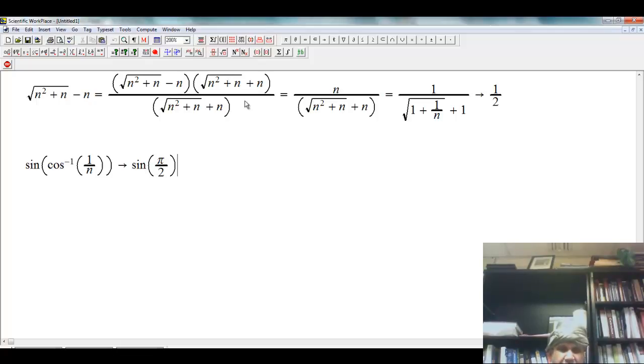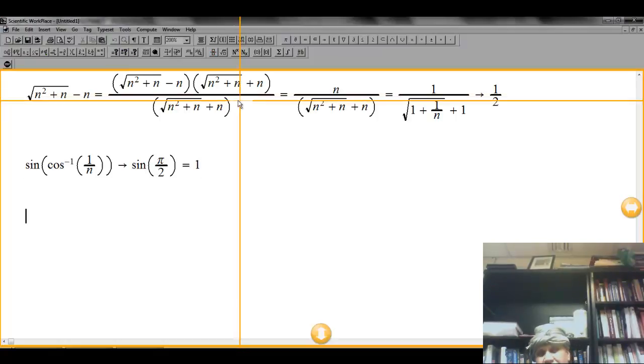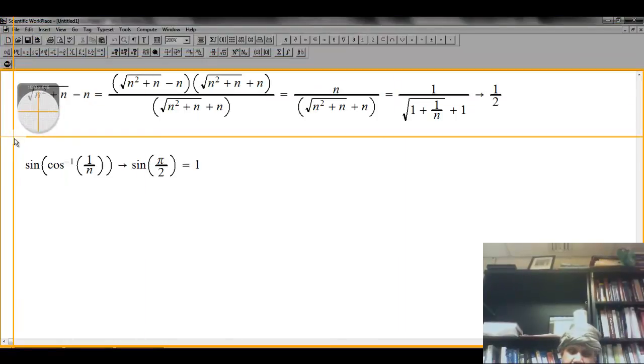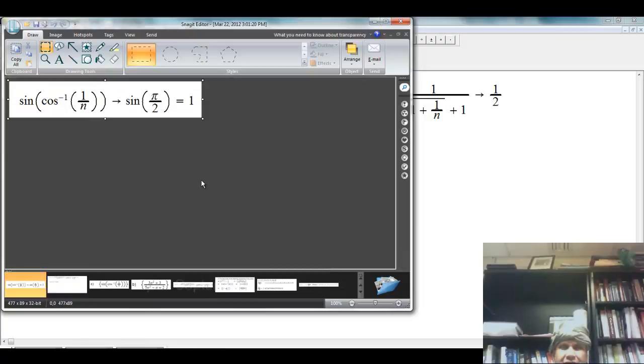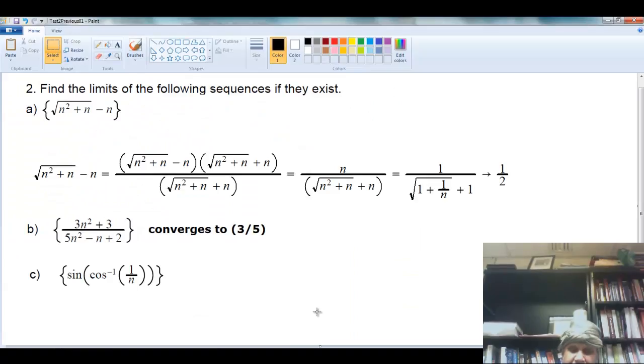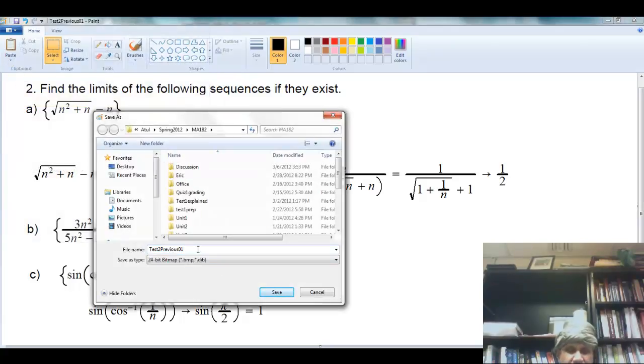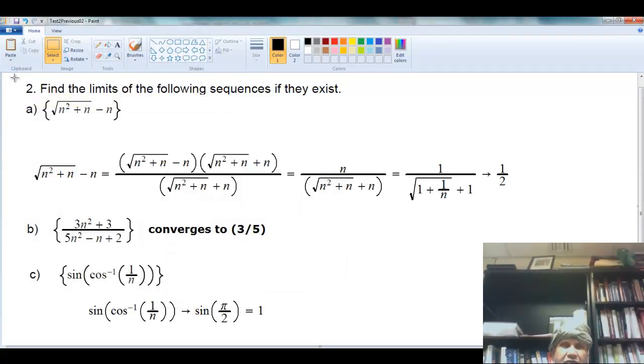So here, notice this, as n goes to infinity, 1 over n goes to 0, right? And cosine inverse of 0 is what? Pi over 2, right? So what you have is sine of cosine inverse of 1 over n, that goes to sine of pi over 2, right?